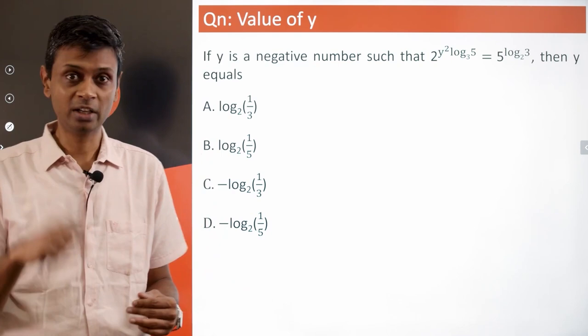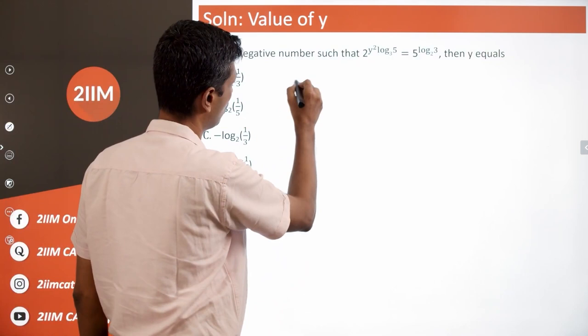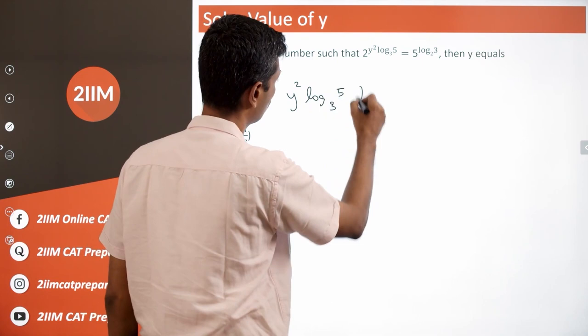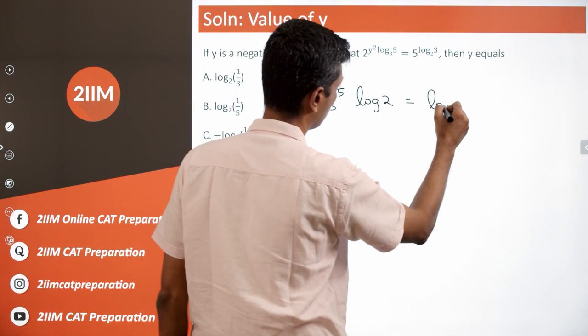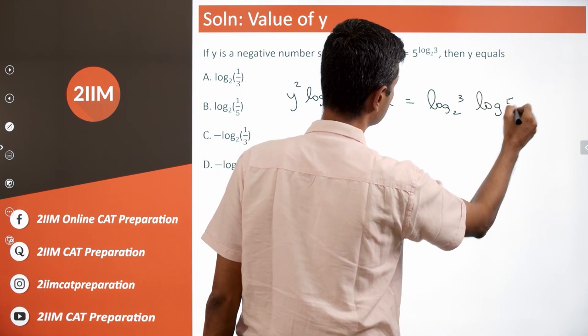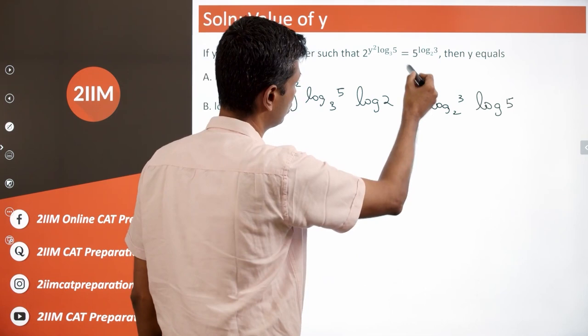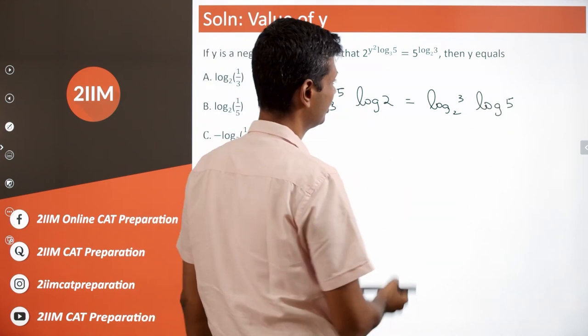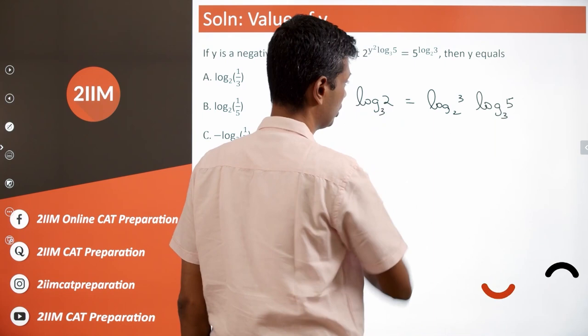So this becomes y square log 5 to the base 3 times log 2 is equal to log 3 to the base 2 times log 5. This is 5 power log 3 to the base 2. So this will be log 3 to the base 2 times log 5. Log 5 to the base 3 here and a log 5 here. So we can choose the base to be 3. In our hands, we can choose any base.